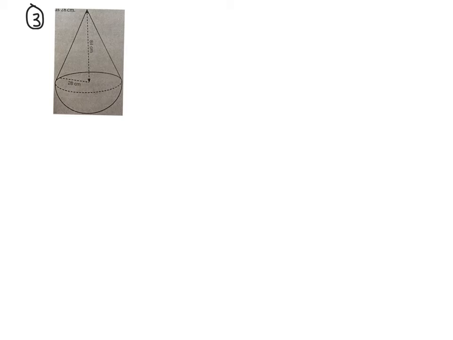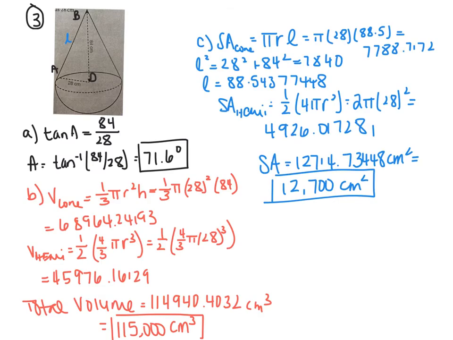Number 3 gives us a composite shape of a hemisphere and a right cone. Both have a radius of 28 centimeters, and the height of the cone is 84 centimeters, and then it asks us some questions. So part A wants us to find the angle BAD, so that's the angle that the slant makes with basically the radius right here. So we know the adjacent and we know the opposite side, so I use tangent. Tangent of A is opposite over adjacent, so 84 over 28. And then I want the angle, so I took the tangent inverse of 84 over 28 and got 71.6 degrees.